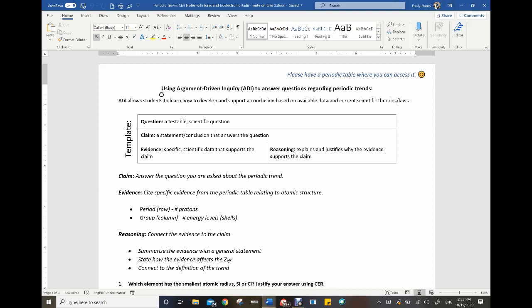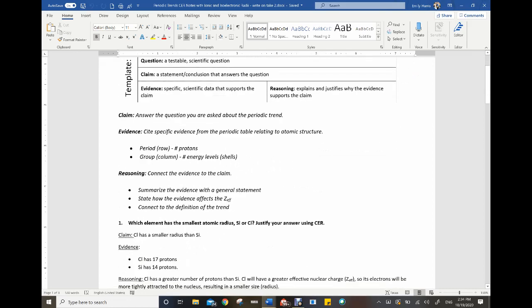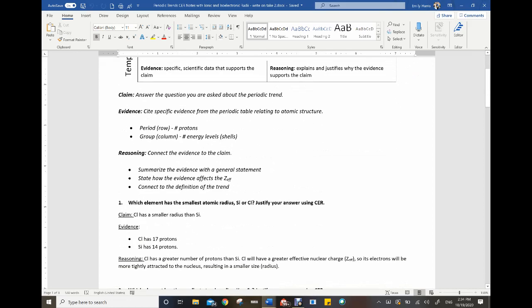This is similar to the CDC's Claim Data Commentary that you may have used in other classes such as English or history. In science, we typically call it Claim, Evidence, and Reasoning. And it's going to help us support our answers in a way that shows we understand how periodic trends work and why they work the way they do. So what we're going to do is work a few examples using the CER format. It will help us review our trends while at the same time practicing some good evidence-based writing.